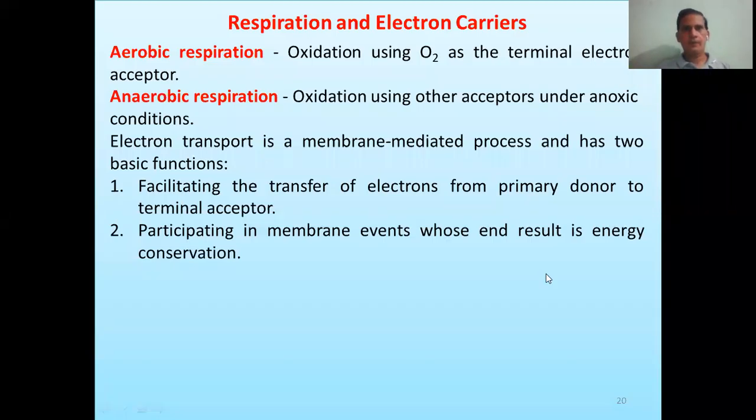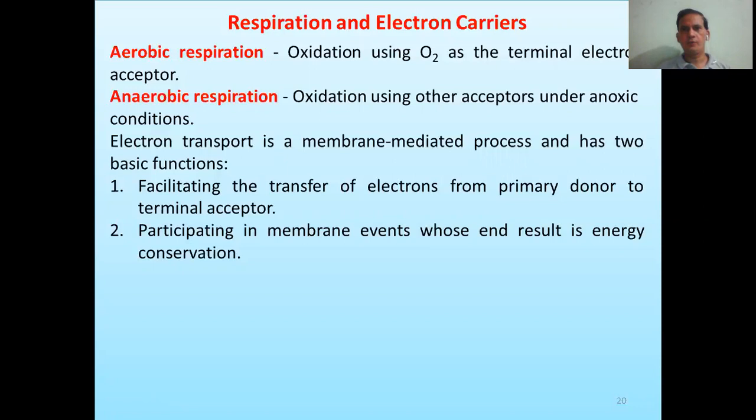Okay, so now respiration could be of two types: aerobic respiration and anaerobic respiration. Aerobic respiration involves oxidation using oxygen as the terminal electron acceptor, while anaerobic respiration is performed under anoxic conditions, or in the absence of oxygen. Electron transfer is a membrane mediated process. It has two basic functions. Number one, it facilitates the transfer of electrons from the primary donor to the terminal acceptor.